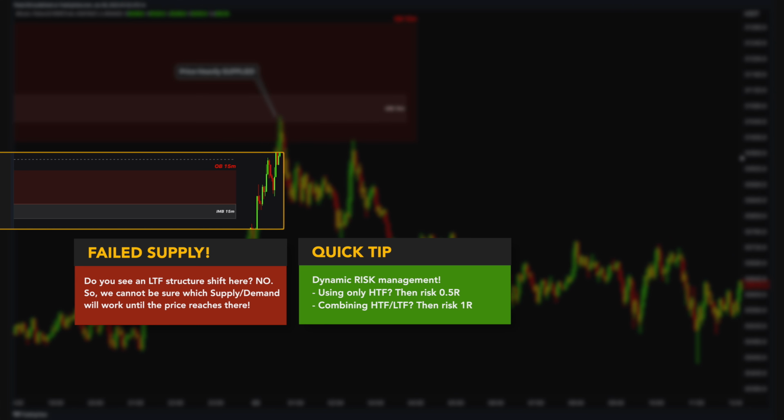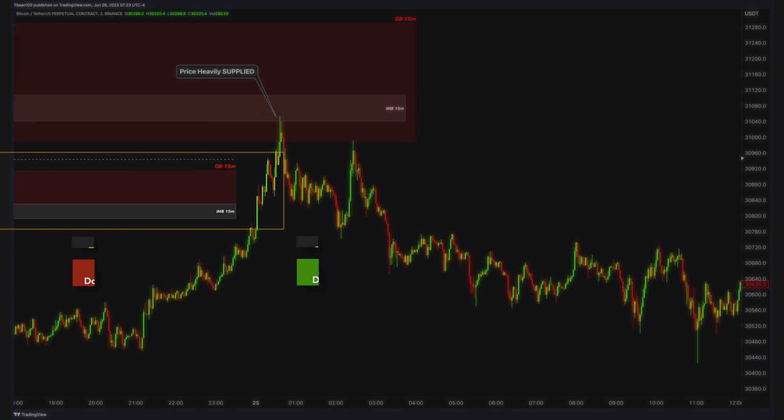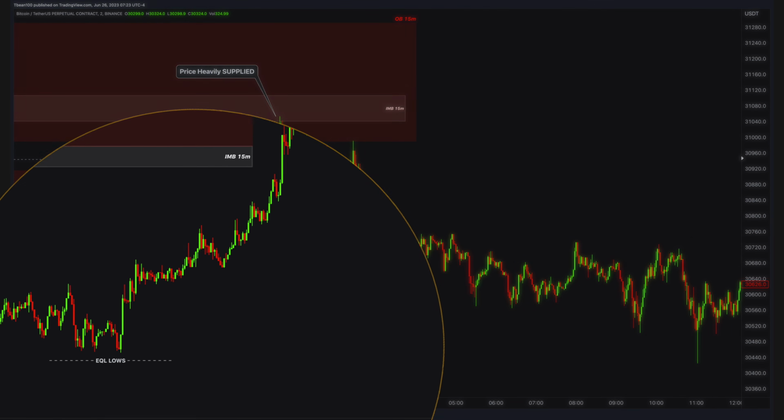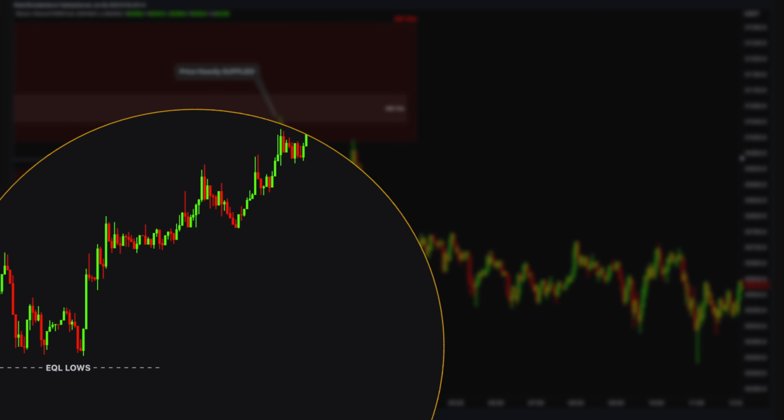No. This is why I always say this. You can identify hundreds of demand and supply zones, but you will have zero clue which one will work until the price reaches the zone and shows some reaction. Before looking for entries, I think about targets. Where can the price go?